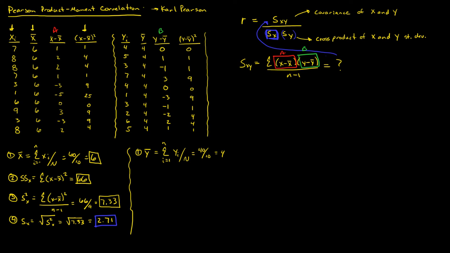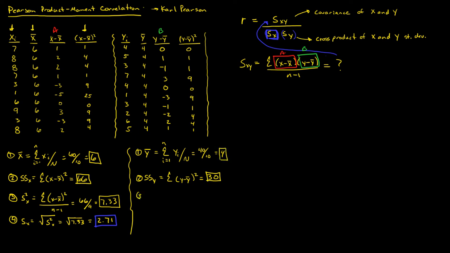So let's calculate then step 2. Sums of squares for variable y equals the sum of the y minus y bar squared, and the sum of the y minus y bar squared here would give us 30. Put these in boxes here.